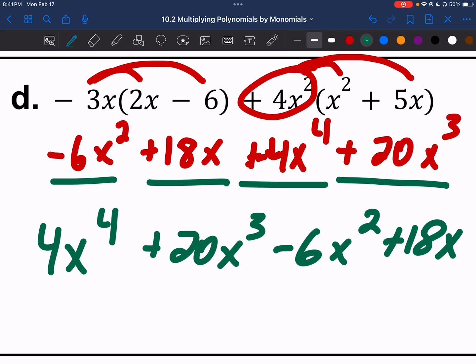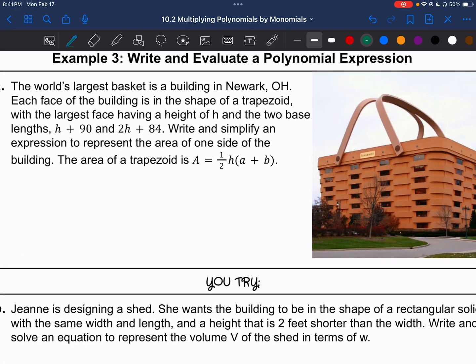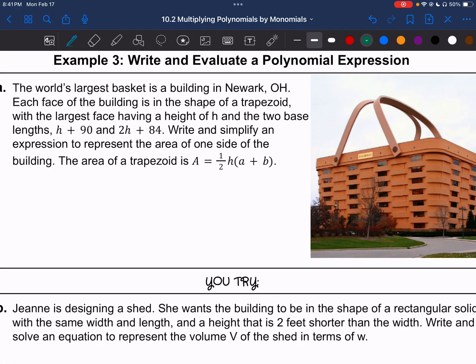All right, go ahead and flip your page. We're going to go to our first example here. We are going to write and evaluate a polynomial expression. So, the world's largest basket is a building that is in Newark, Ohio. Each face of the building is the shape of a trapezoid, with the largest face having a height of h, and the two base lengths are h plus 90 and 2h plus 84. Write and simplify an expression to represent the area of one side of the building.